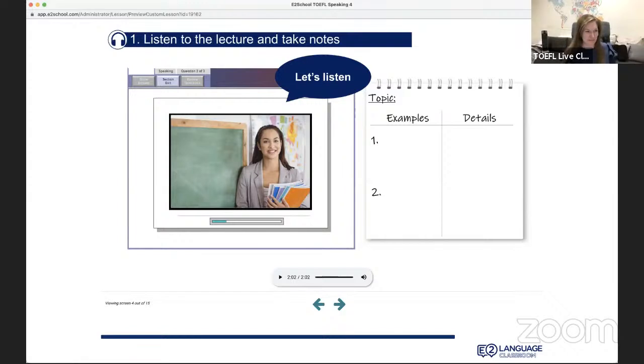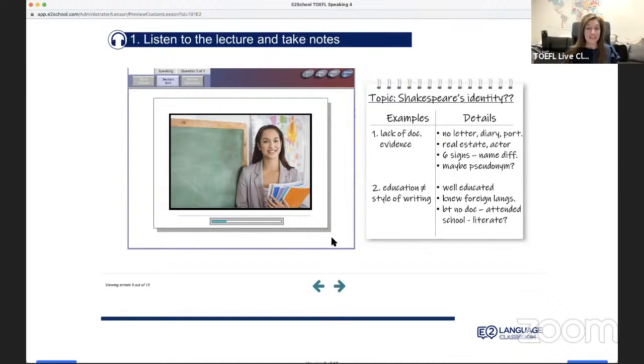Hey, pretty interesting topic there, I think. So I will show you my notes and you can compare them to your own. So the topic was Shakespeare's identity. The examples: there's a lack of documented evidence, some details. There aren't any letters, diary, or portraiture. They had his name as a real estate agent or an actor. And he had 6 signatures on literary works, but the name was different than how it's normally spelled. Maybe it was someone using a pseudonym.